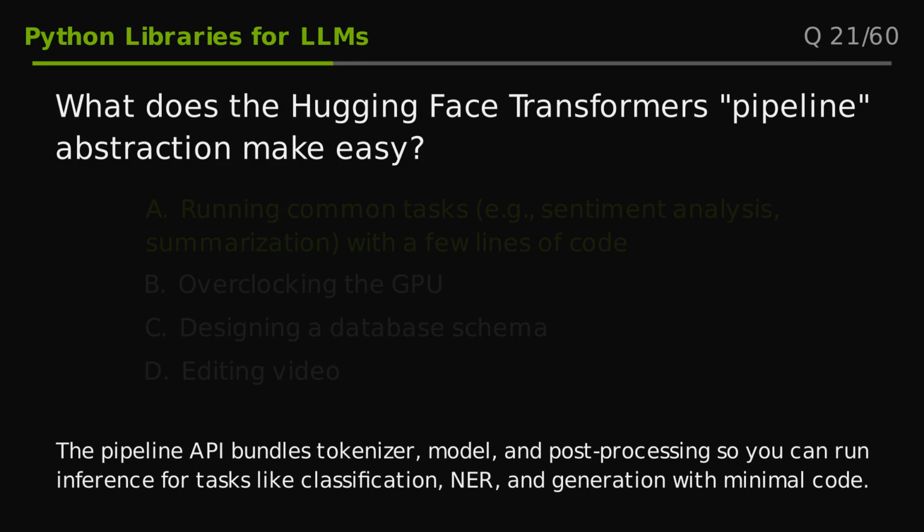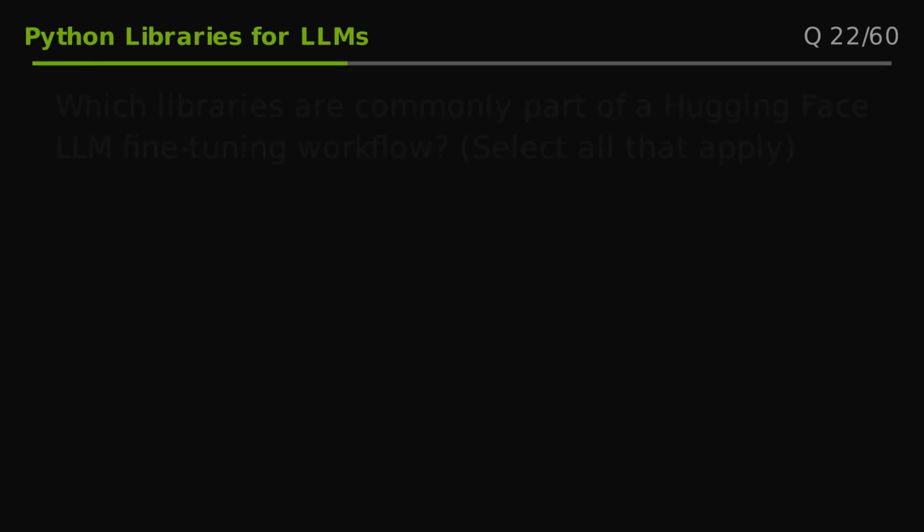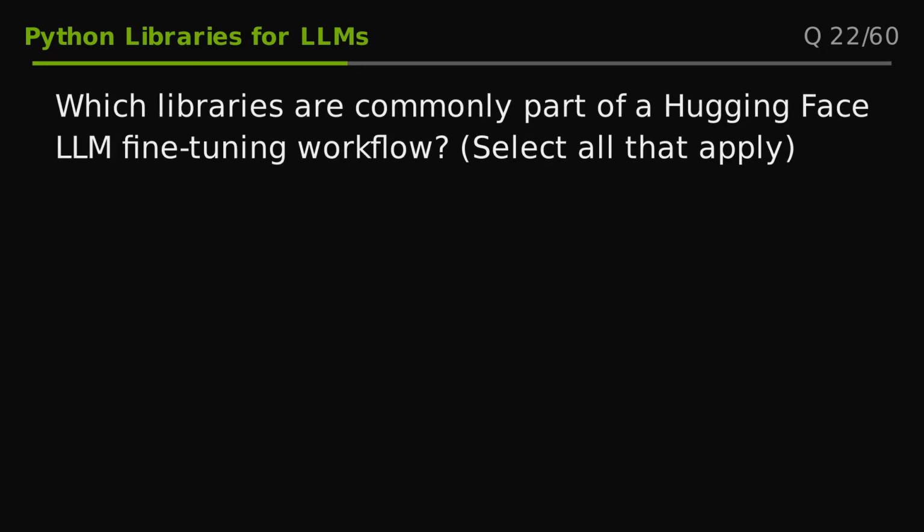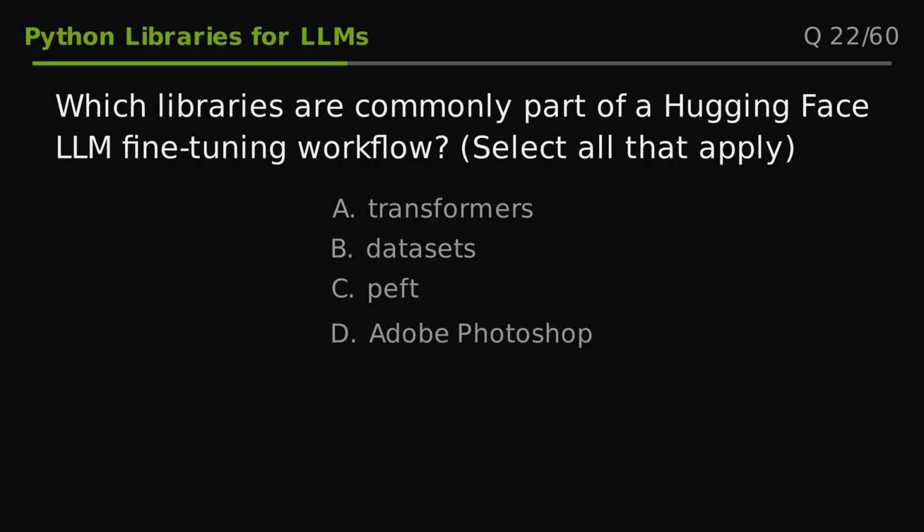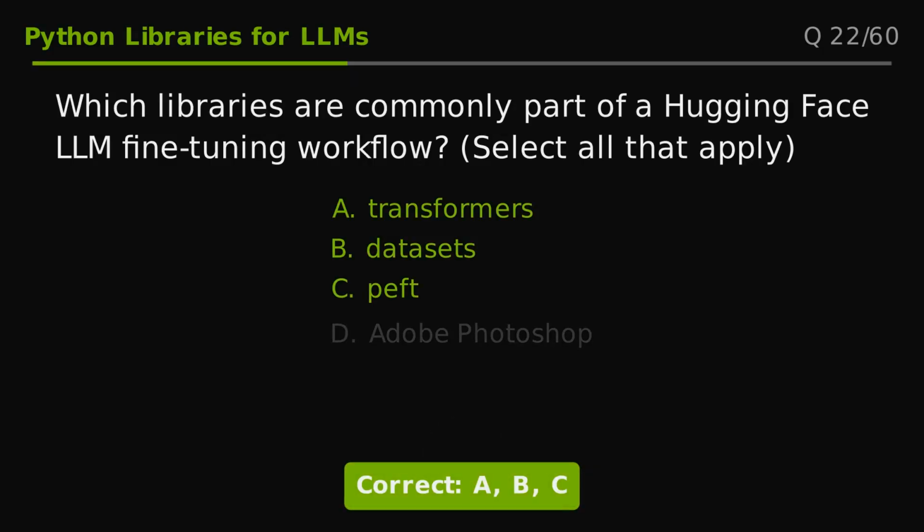The pipeline bundles tokenizer, model, and post-processing so you can run inference for tasks like classification, NER, and generation with minimal code. Question 22. Which libraries are commonly part of a Hugging Face-based fine-tuning workflow? Select all that apply. Option A. Transformers. Option B. Datasets. Option C. Adobe Photoshop. The correct answers are A and B.